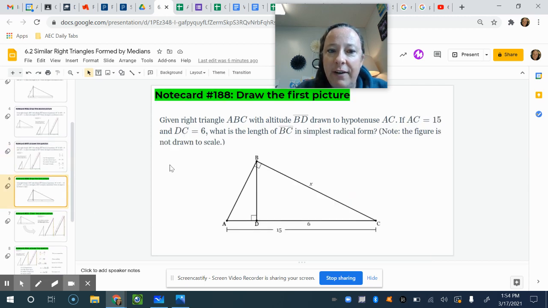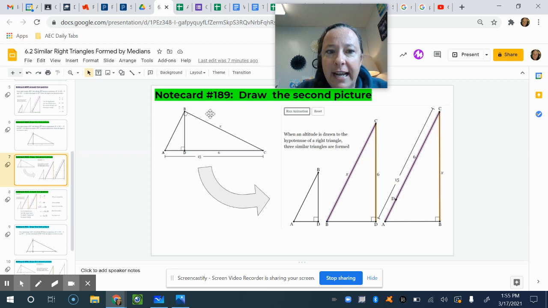Now, here's another scenario. We have a triangle ABC, again a right triangle, with BD drawn to the hypotenuse. So again, I know that B is the right angle. It says that all of AC is 15, DC is 6, and it wants the length of BC. So draw the first picture, make sure you read it and you understand how to draw that on your own. Pause me and finish up card 188.